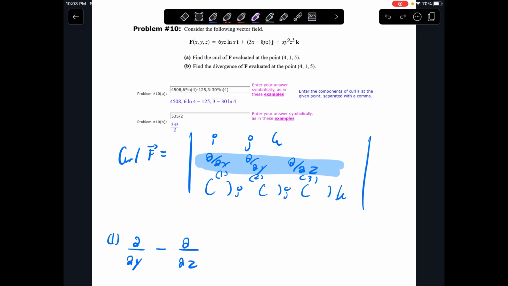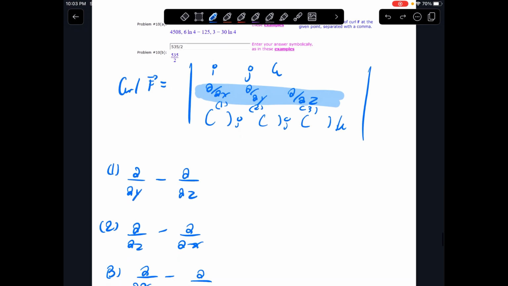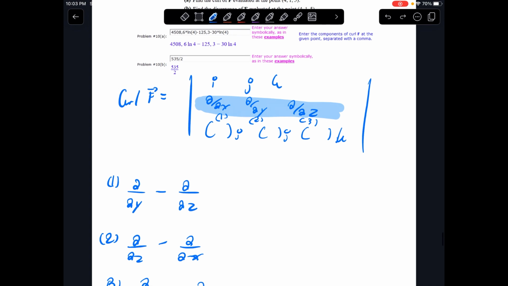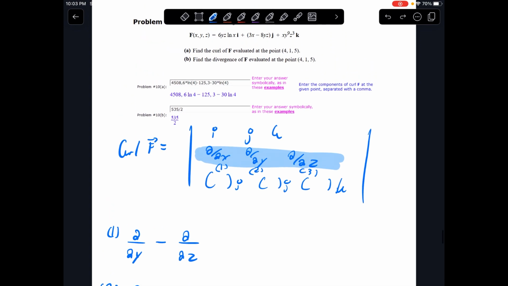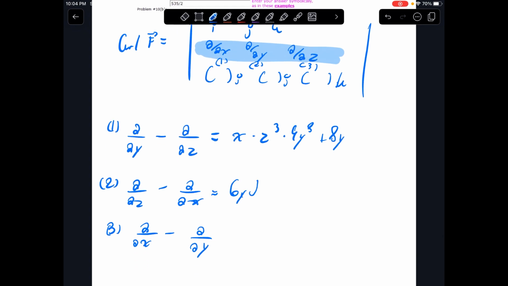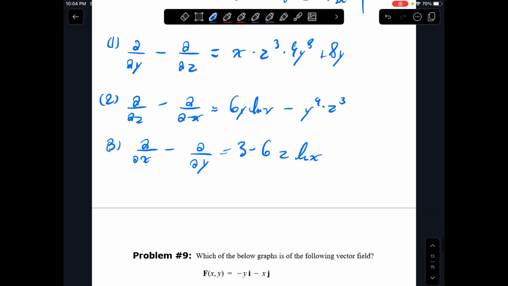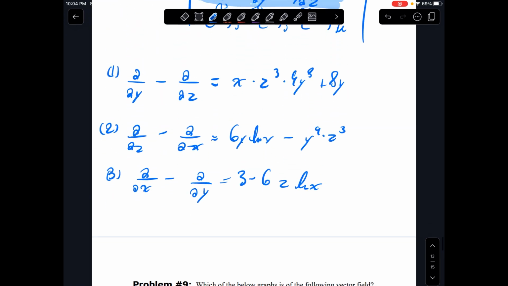Okay? And when you compute this, understand that x, for the first one, is not a function you are considering. And I'm going to actually just compute the values, and I want you guys to piece it together on your own, because I think it's much more valuable to see the pattern without me explaining it to you. So I'm just going to continue on. This one equals 6y ln x minus y to the 9 times z cubed, equals 3 minus 6z ln x. Okay? And yeah, there you go.